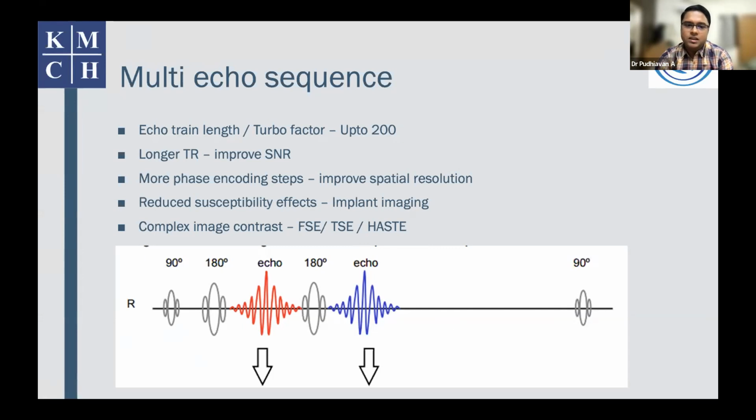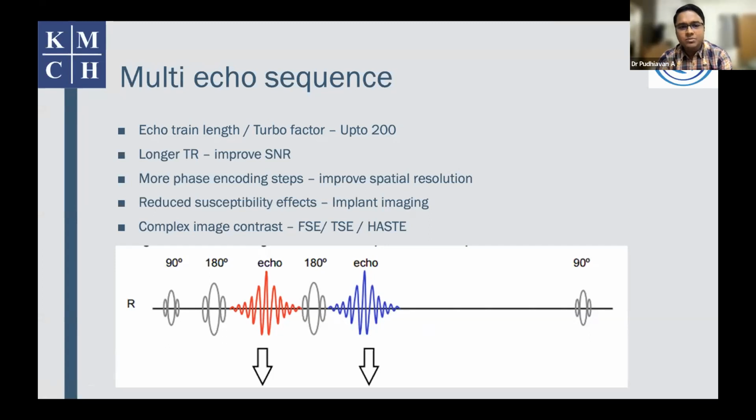This is because for the first echo, the TE time may be around 5 milliseconds. For the second echo, the TE time will become 7 milliseconds. For the third echo, the TE time will become 10 or 15 milliseconds. So what happens is that though the TR time remains constant for this sequence, the TE time will be varying. So because of this varying TE time, a multi-echo sequence will have a complex image contrast.